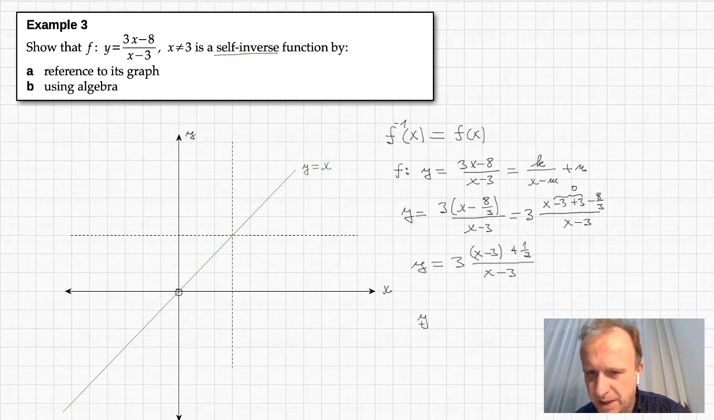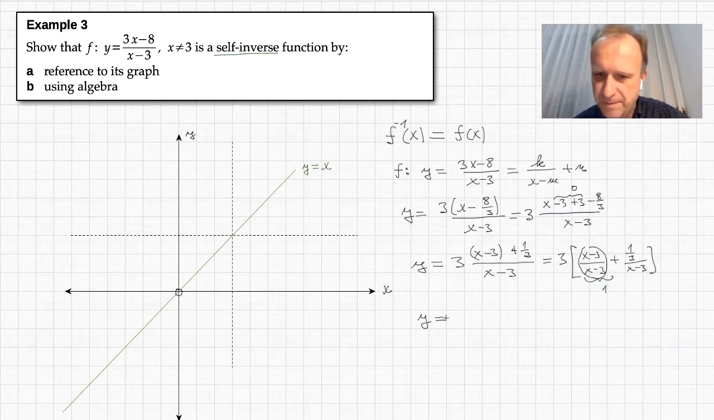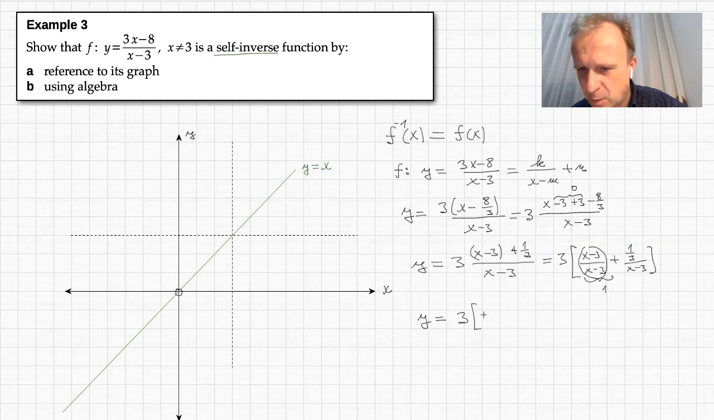Now I can do the following. I can split this into two fractions, so it's (x minus 3) over (x minus 3) plus (1/3) over (x minus 3). This first one is unity, so it's just 1, so it's 3 times (1 plus (1/3) over (x minus 3)). And when I multiply it out by 3, what I get is the following. It's 3 plus 1 over (x minus 3).